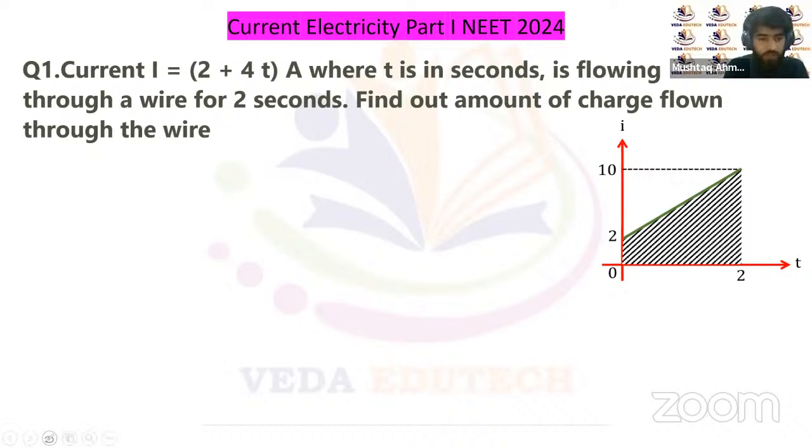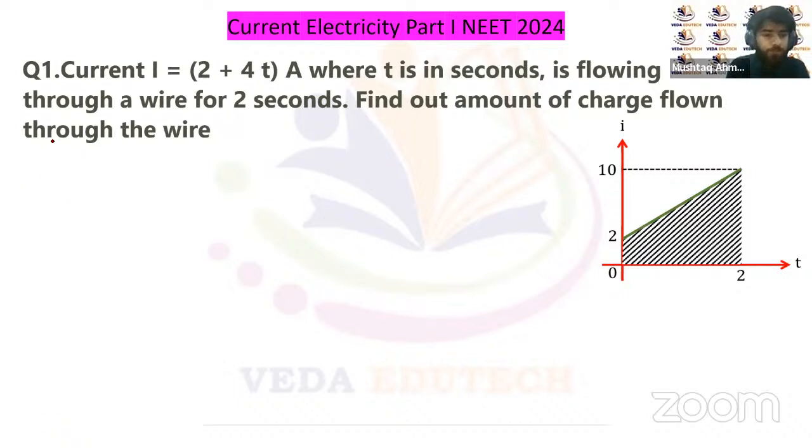Now you can see that the first question here is: the current I varies as a function of time, I = 2 + 4t, where t is in seconds, and it is flowing through a wire for 2 seconds. We have to calculate the amount of charge flown through the wire.